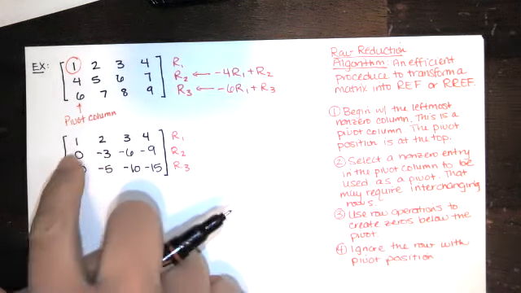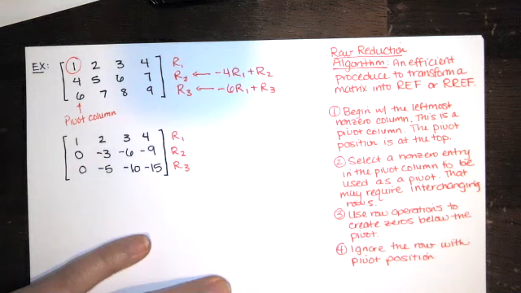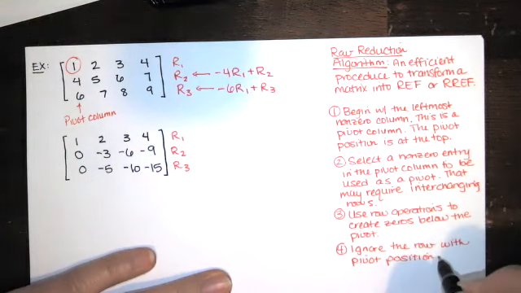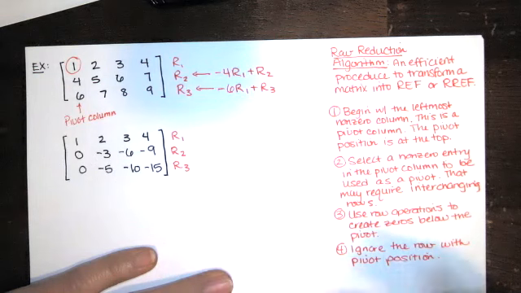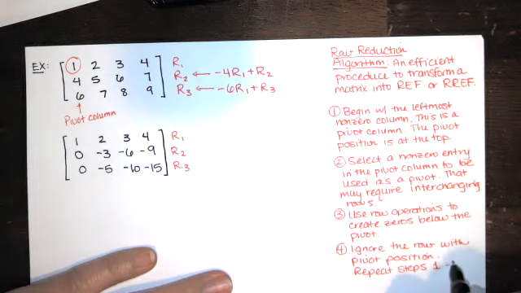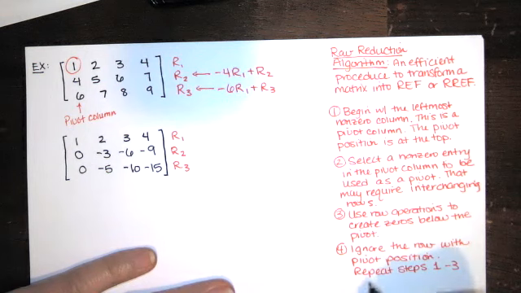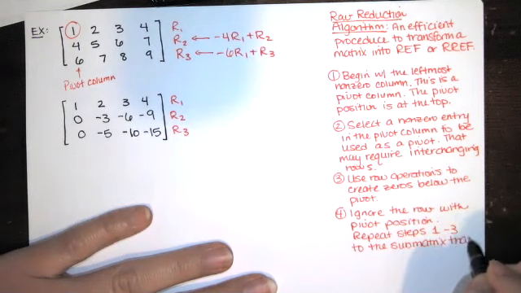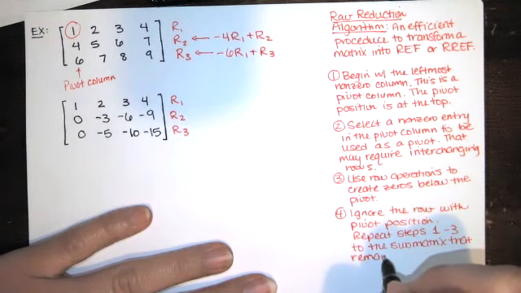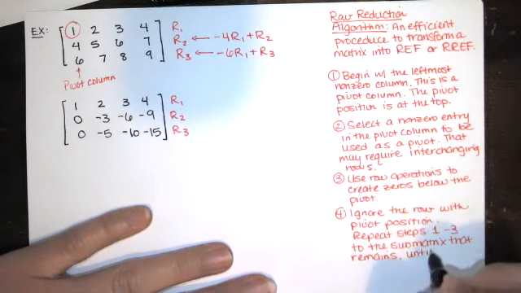So we're ignoring the top row and then we're looking at the matrix that's left. And then we just do the exact same process again. You're going to repeat steps 1 through 3 to the submatrix that remains, until there are no more non-zero rows to modify.